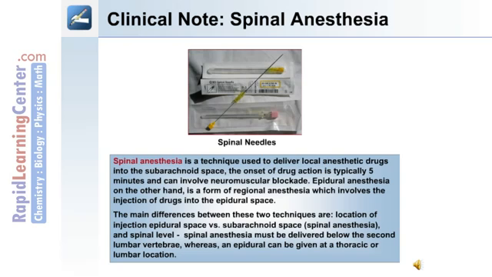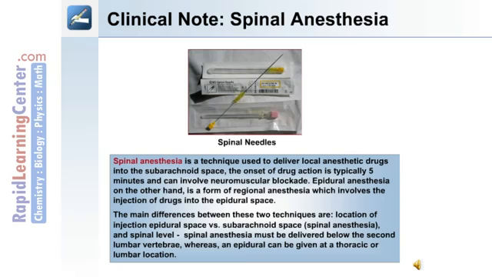The main difference between these two techniques are the location of the injection, epidural space versus subarachnoid space for spinal anesthesia, and the spinal level. Spinal anesthesia must be delivered below the second lumbar vertebrae, whereas an epidural can be given at a thoracic or lumbar location.